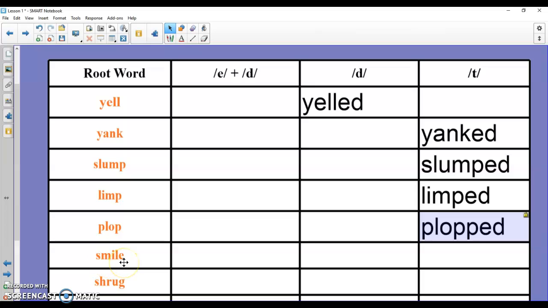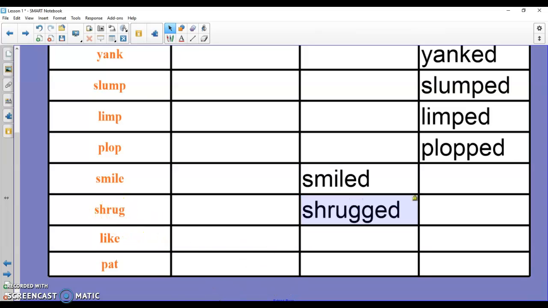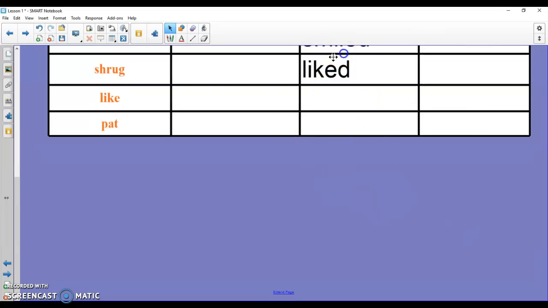Okay, smile. Is voiced, so you're going to hear D, smiled. Shrug, g is voiced. Again, you're going to hear shrugged, with this D at the end. And this one, we do the same thing. We double the consonant because it's a short vowel sound followed by a consonant. Like. Is unvoiced. So it's going to say liked. It's going to sound like a T at the end.